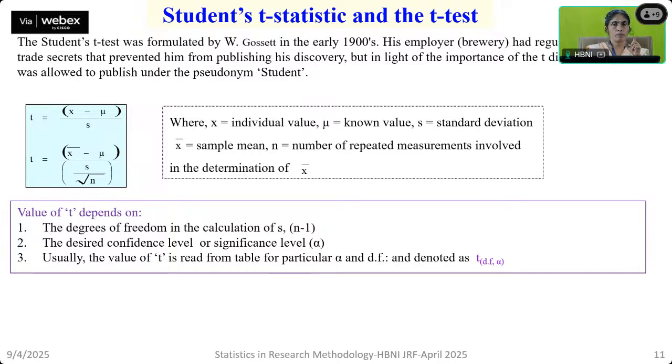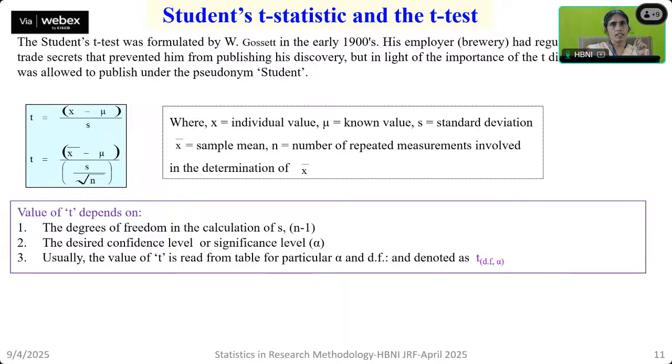If we have n repeated measurements and there is a relationship between the n repeated measurements and the mean x bar, the number of degrees of freedom will be n minus 1. And the significance level or the confidence level. As I told you, confidence level we have defined depending on the width of the baseline of the distribution curve. 1 minus confidence level is nothing but significance level alpha.